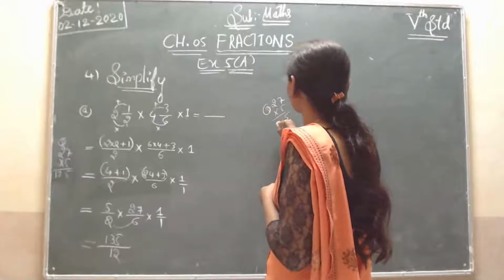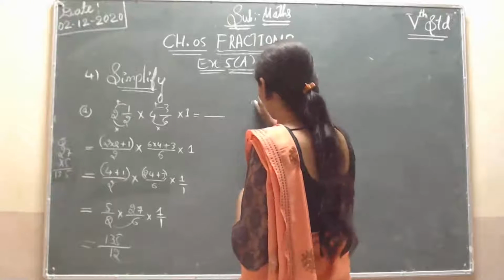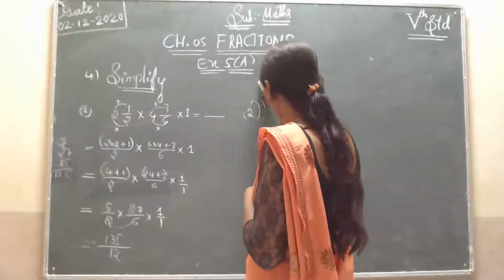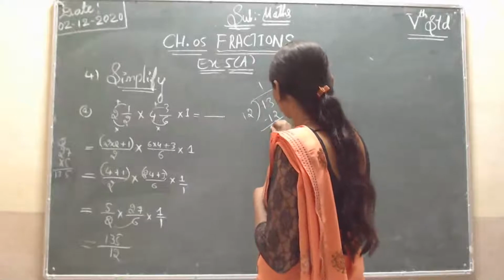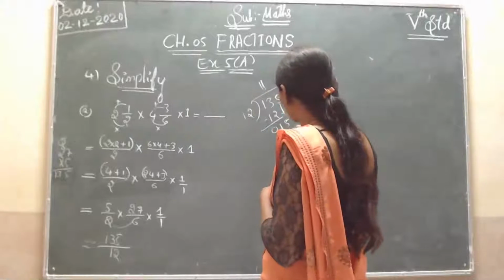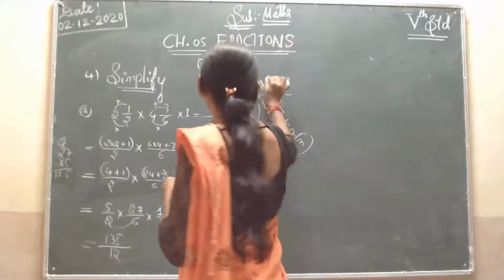535, that is 1030. 135 by 12. 12 ones are 12. So 130 here, 1 here, 0 after taking 15 again. So 12 ones are 12. So remaining 14. Students, can you observe this? So this is not a concern.